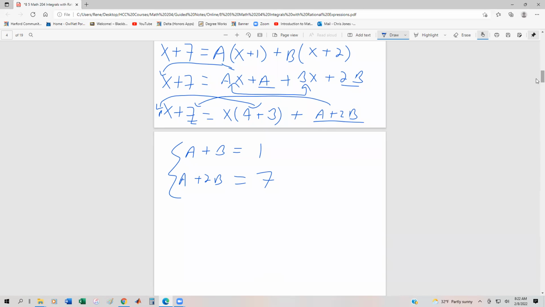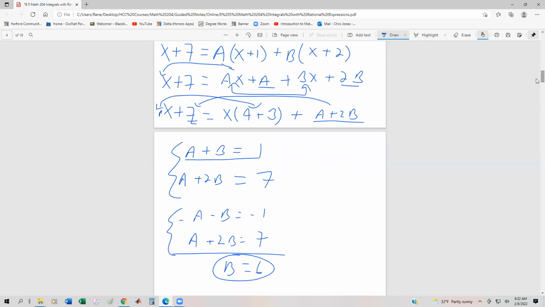Now we have a system. I'm going to multiply the first equation by -1, so negative a minus b equals -1. A plus 2b equals 7. We can add these together and get that b equals 6. Then we back substitute, because we know that a plus b is 1 and b is 6, so that means a is -5. Those are our two undetermined coefficients.